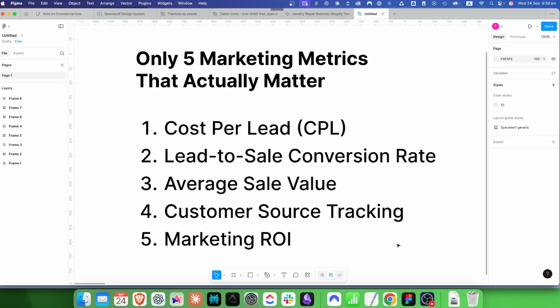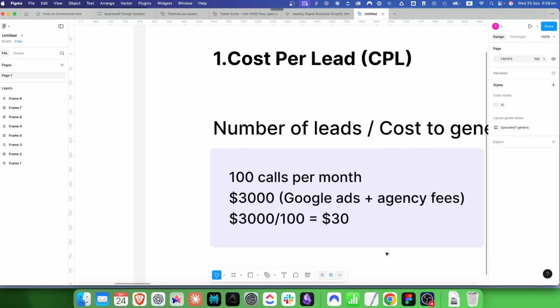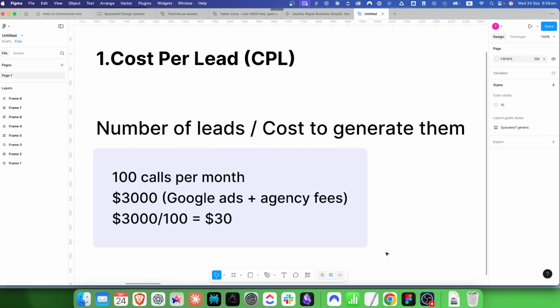Cost per lead. I'm going to explain each one in a minute. Second one is lead to sale conversion rate, average sale value, customer source tracking, and marketing ROI. Okay, so let's go to the first one. First one is cost per lead. So what is that? The cost to generate leads divided by the number of leads.